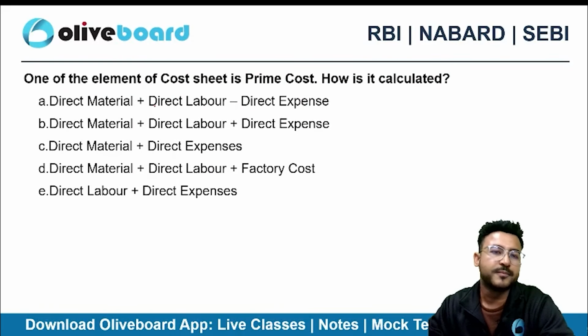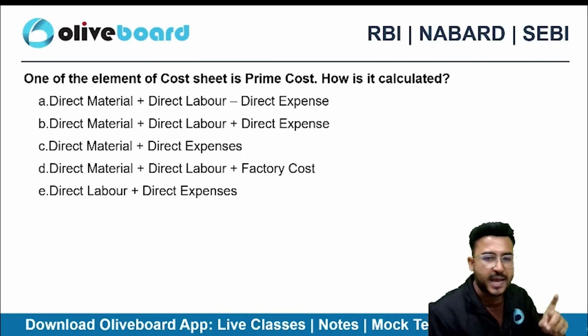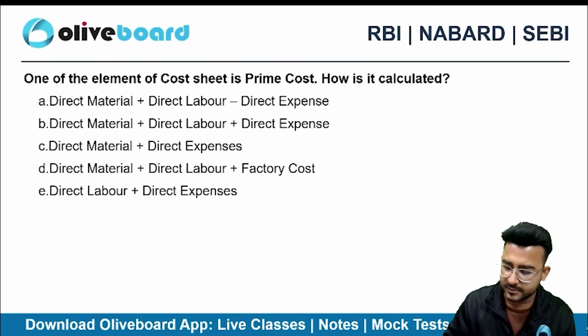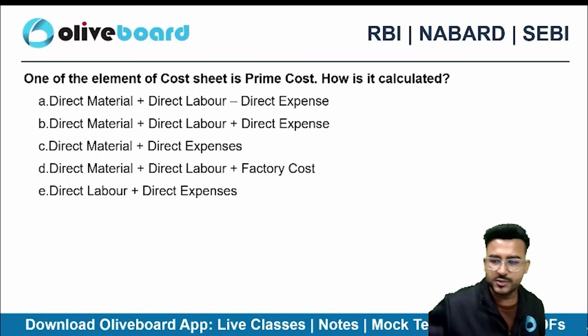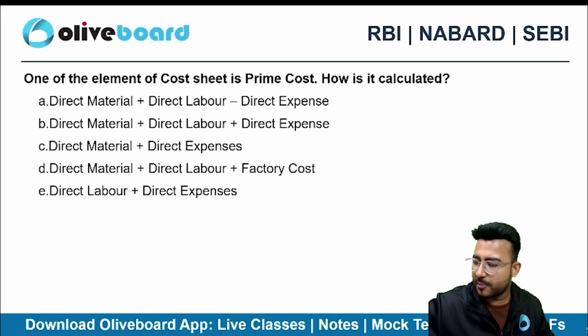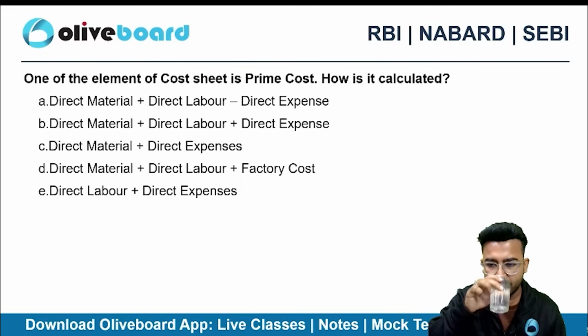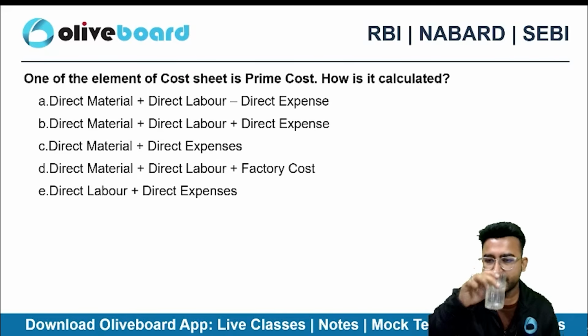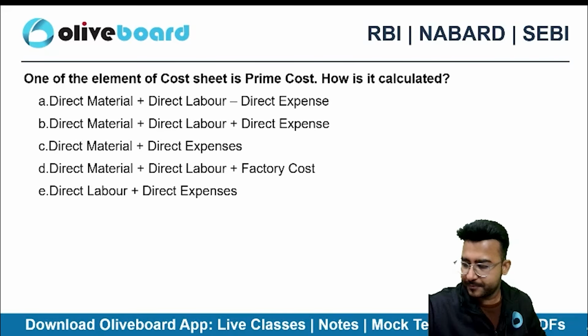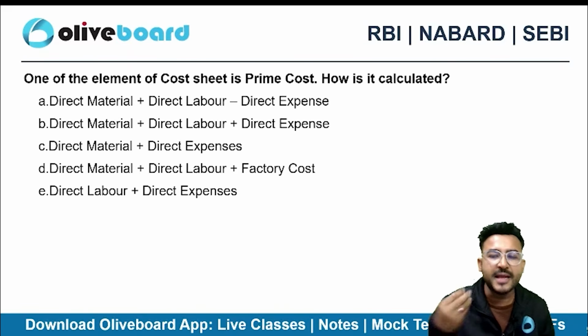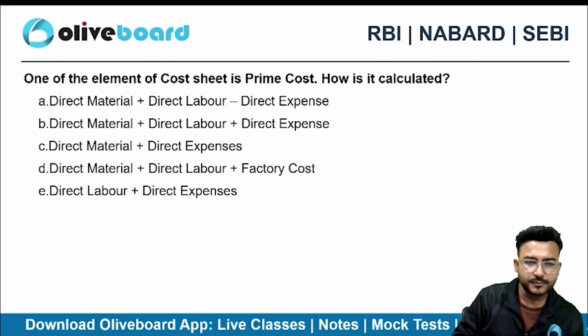Tell me this one. One of the elements of cost sheet is primary cost. Can you tell me how to calculate primary cost? The prime cost, which we also call prime cost or primary cost, is one and the same thing, right? A very simple one. You need to calculate the prime cost. So options are in front of you guys.